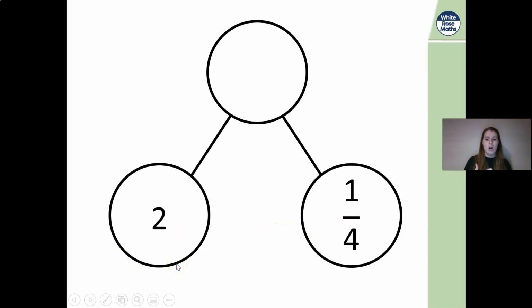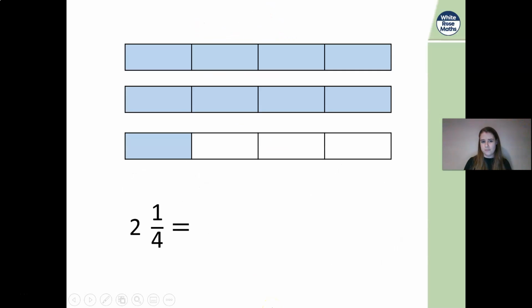So if we add 2 wholes and 1/4, it's going to give us 2 and 1/4. Okay, so we just add them together. And that is a mixed number because we've got one number that's a whole and one number that is a fraction. So let's see if we can work out how we now do it backwards. And I'm going to show you different ways to do this today.